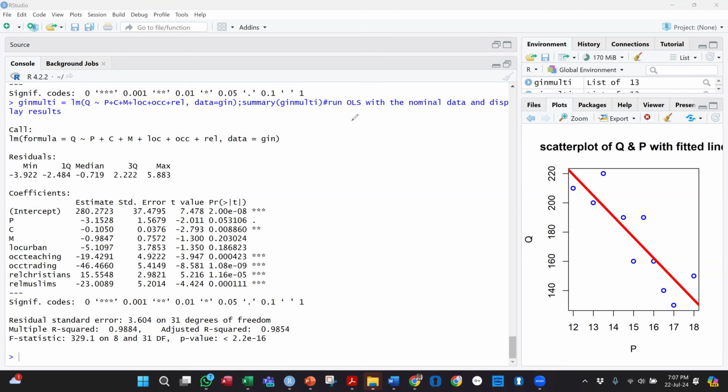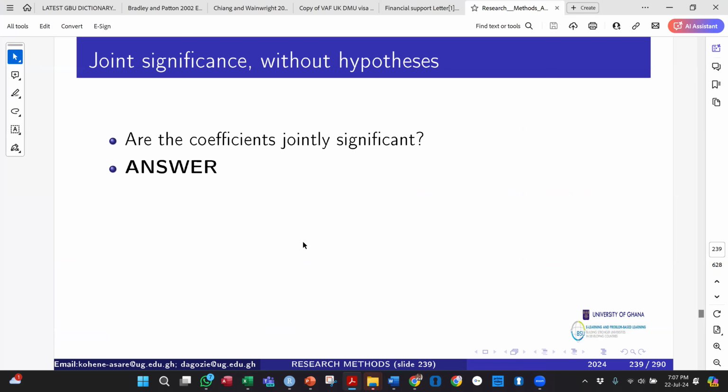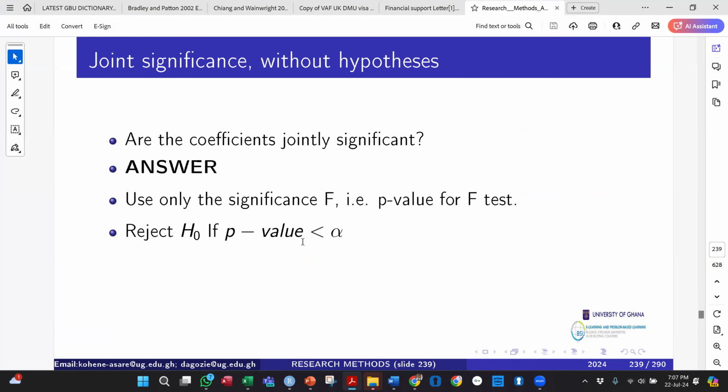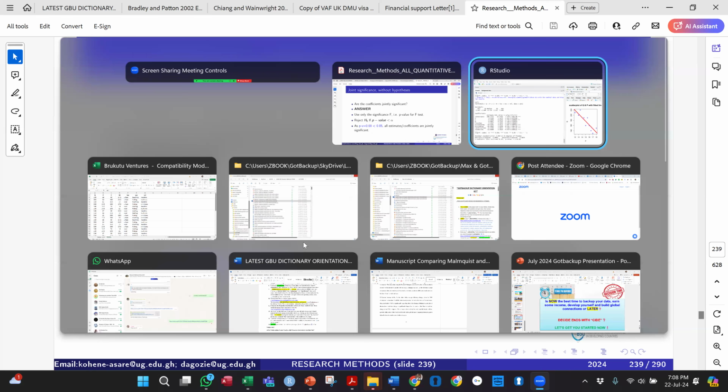Normally, when you want to justify this, you have to justify it the way it is here. So in this very example, I've written it here for you. It says use only the F test, reject the null hypothesis if the p-value is less than alpha. Since the p-value is 0, which is less than 5%, all the coefficients are jointly significant.